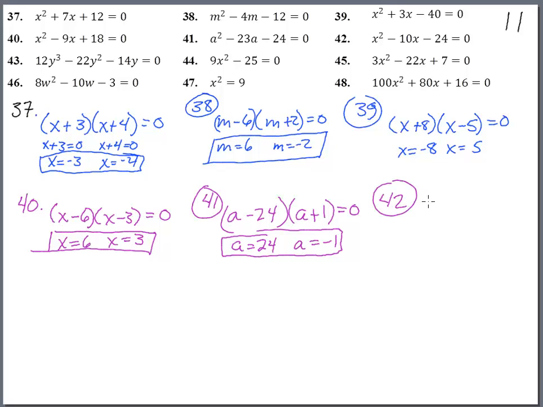Number 42. x squared minus 10x minus 24. Well, 6 and 4 will add to 10, but they would have to both be negative to do that, and that won't multiply to negative 24. It looks like 2 and 12 will, if one's positive and one's negative. So x minus 12, x plus 2. That gives us x equals 12, and x equals negative 2.